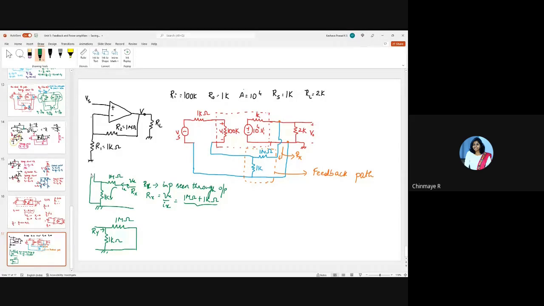If you short this, then the short is coming in parallel with 1K, and the effect of 1K on the output impedance is getting masked. Similarly, if you leave this open circuit here, there'll be no current flowing through this 1 mega ohm. Therefore, the effect of this 1 mega ohm on the input side is getting masked. Is it clear?